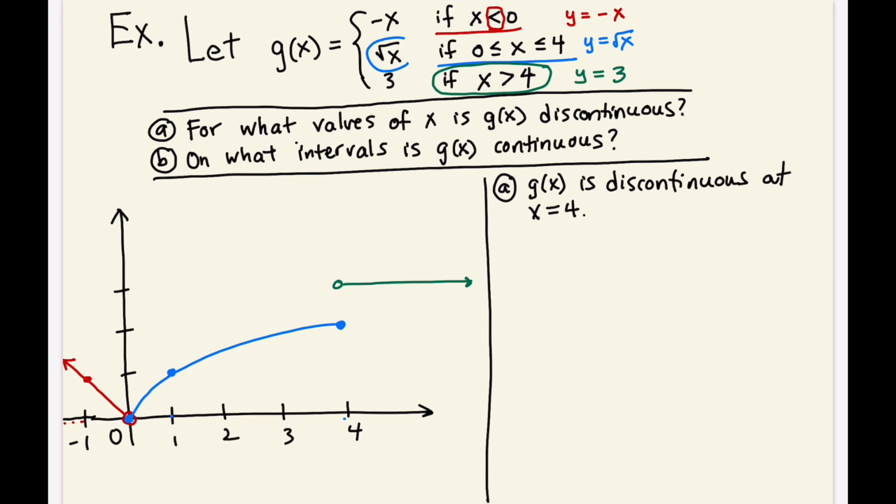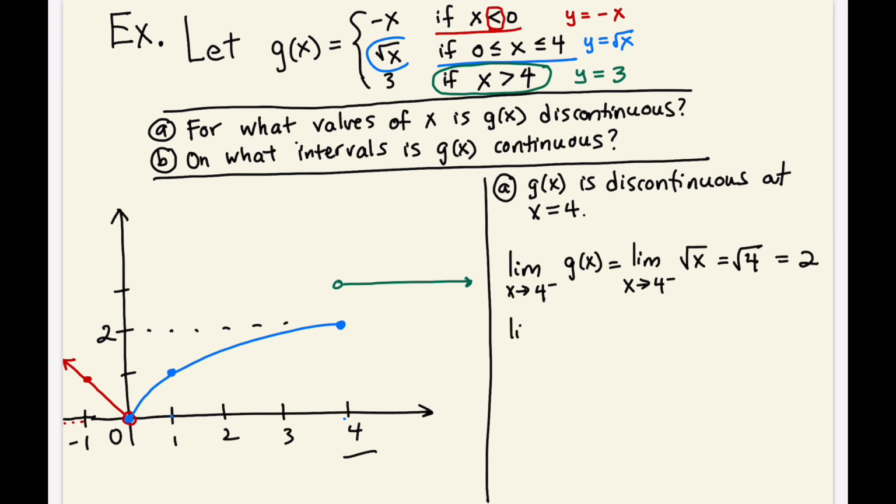The second condition that has to be true is that the limit has to exist at 4. If I look at the limit as x approaches 4 from the left of g of x, this is equal to the limit as x approaches 4 of root x, because the piecewise function is defined by root x as I approach from the left. And this limit, using the limit law, is 2. You can also just see that from looking at the graph.